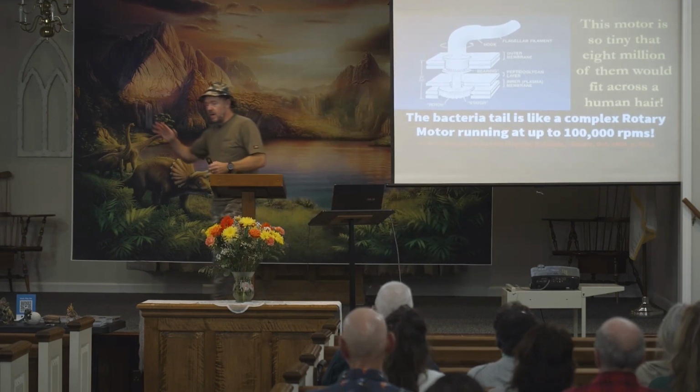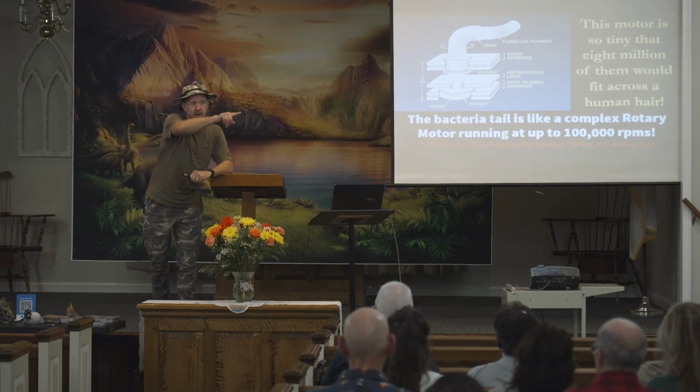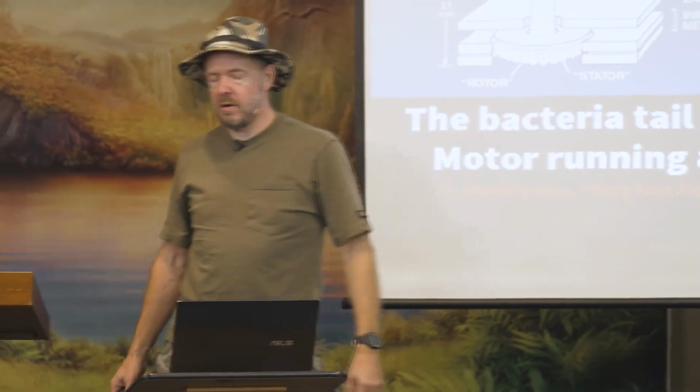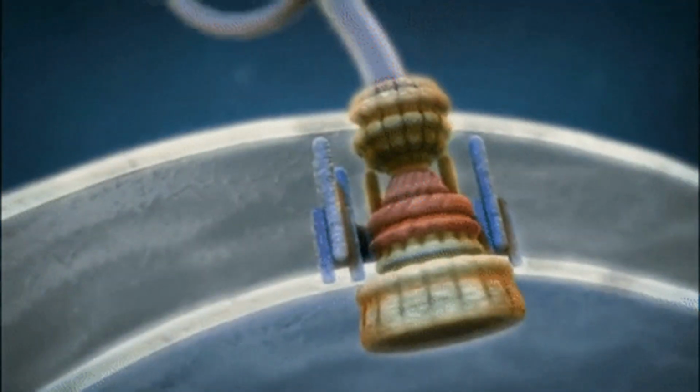Now, somebody knows about cars. What would happen if I ran my car up to 100,000 RPMs? Blow the engine, right? Jet airplanes will run at 100,000 RPMs. But try this with a jet airplane. This thing can stop and reverse direction in a quarter of a turn. Let me show you a little animation of this amazing outboard engine.